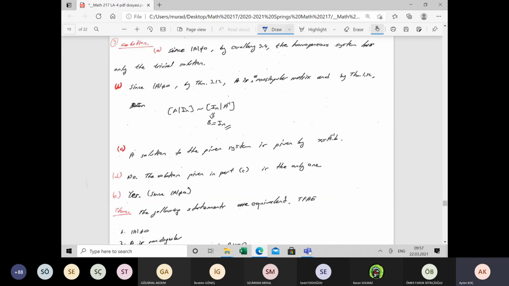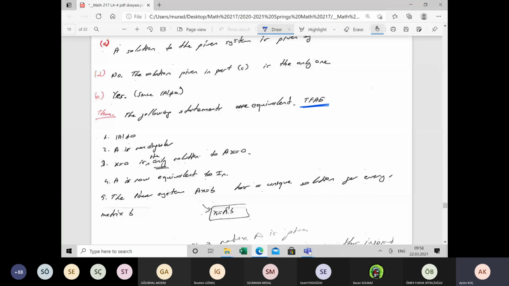In the previous example we obtained this, and the theorem says the following statements are equivalent. First one, determinant not zero. If the determinant is not zero, A is non-singular. Non-singular means invertible, so the determinant is not zero.